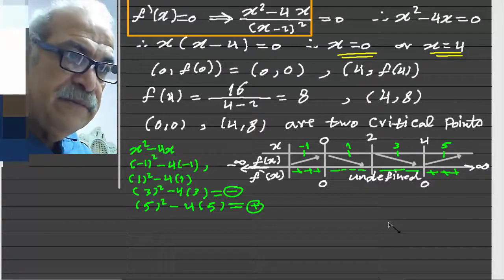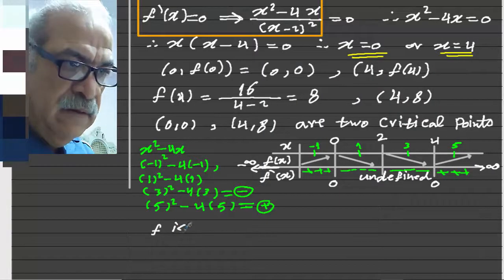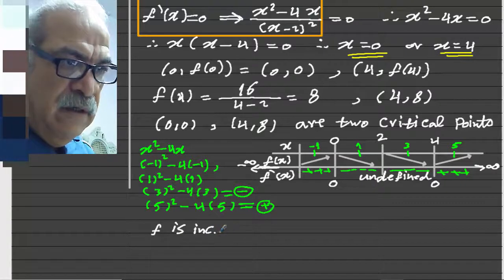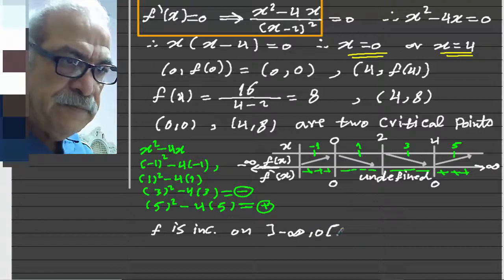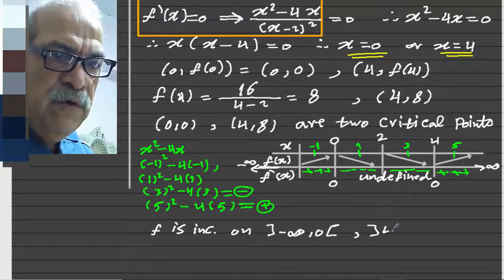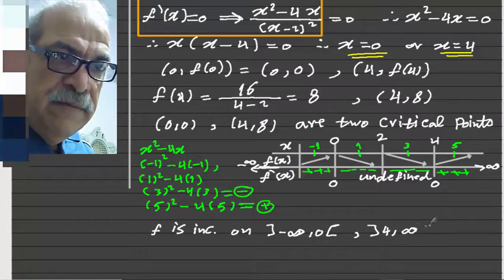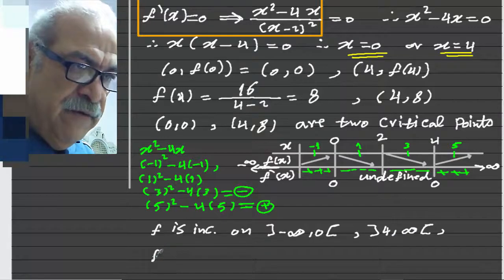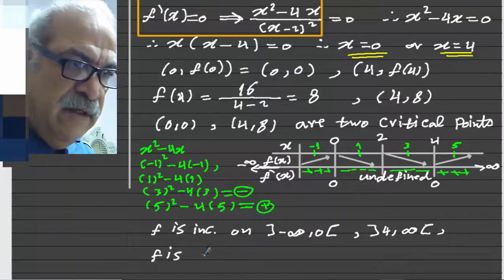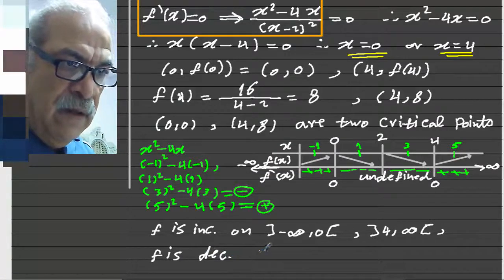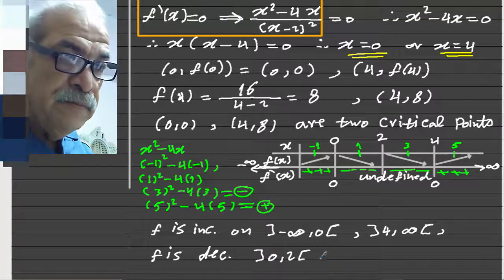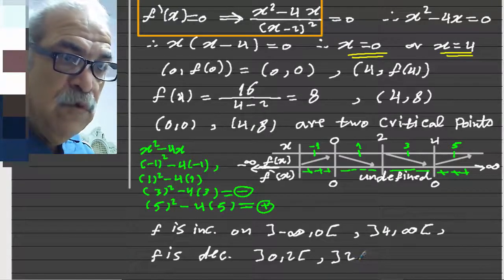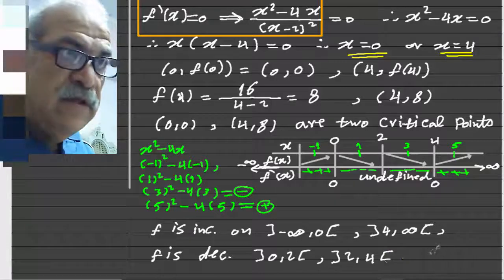And we write it here. f is increasing on the two intervals from negative infinity to 0, and from 4 to infinity, and f is decreasing on the two intervals from 0 to 2, and from 2 to 4. I hope you understand every step.